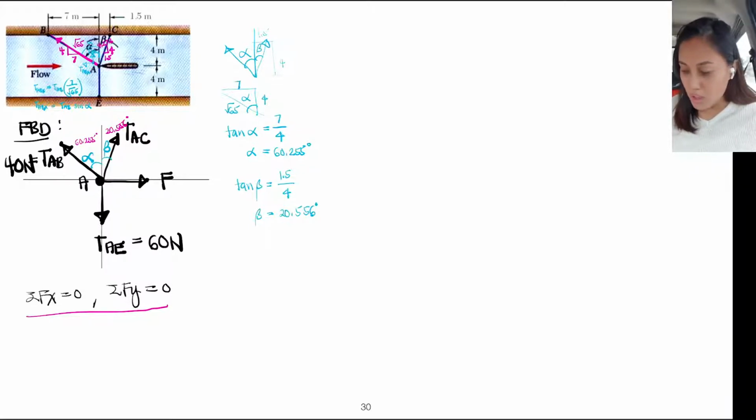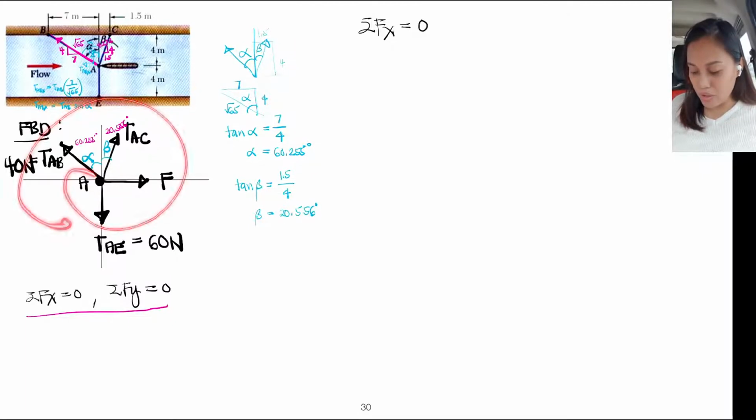Okay, so let's start with the x, the x equation. So we have the summation of forces along x equal to 0. So all forces along the x-axis, we will add and equate to 0. Let's assume, if you look at the figure, what our unknown is.